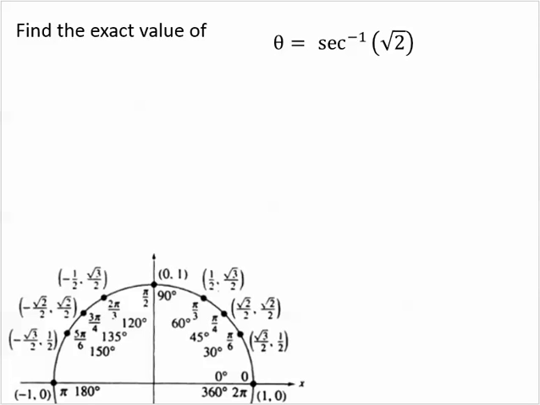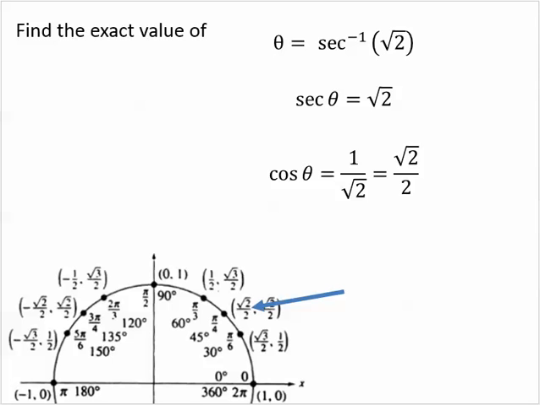Find the exact value of inverse secant of radical 2. So our mystery angle has the property that secant of theta equals radical 2. And so cosine equals 1 over radical 2, or radical 2 over 2. And that occurs when theta is equal to pi over 4.